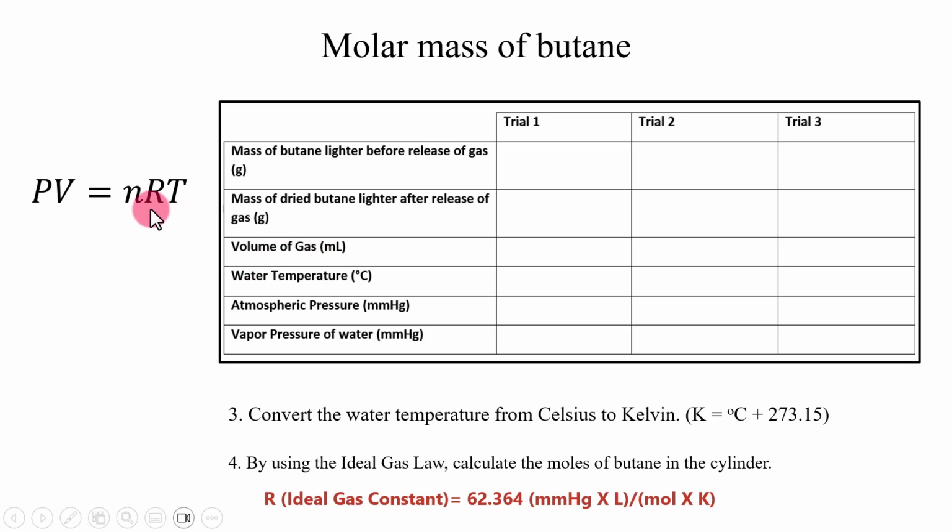Now make sure that this is in liters, right? Because this formula has liters and this is in milliliters. So convert the volume of the gas to liters. If you're going from milliliters to liters, you divide by 1,000. And then use the volume of the gas in liters in place of V here. So plug that in, and then the only unknown you have is the moles. So solve for n. n is going to be equal to P times V over R times T. And you do that 3 times, so basically for each trial.